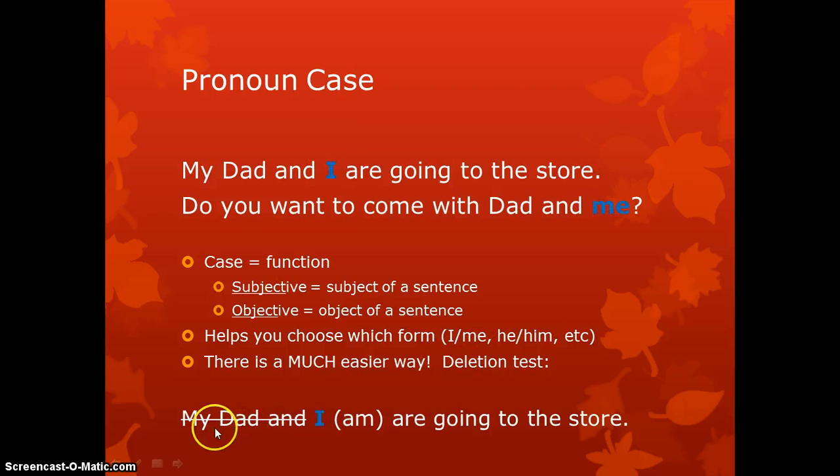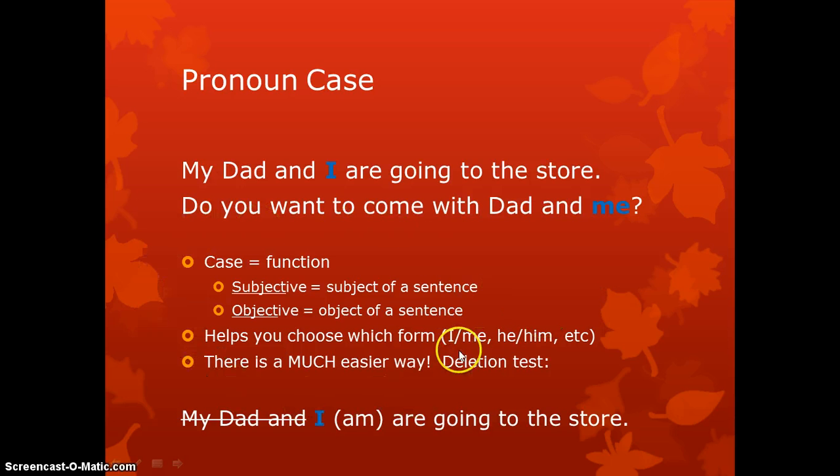But down here, if you say my dad and I are going to the store, this is a compound subject, remember? If you simply delete the my dad and part, you'll see that I am going to the store makes more sense. If you had me here, it would say me am going to the store, and I know that you know that that is wrong. Okay? It works the exact same way. Do you want to come with I? No. Do you want to come with me? You just take dad and out. You delete it. Okay? Does that make sense?